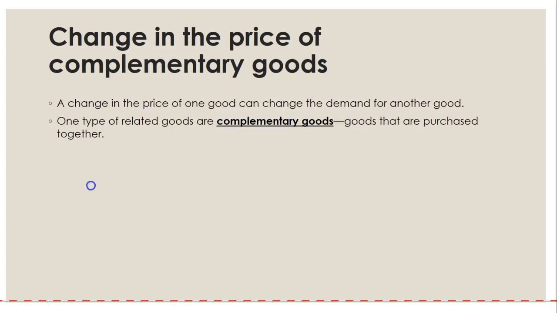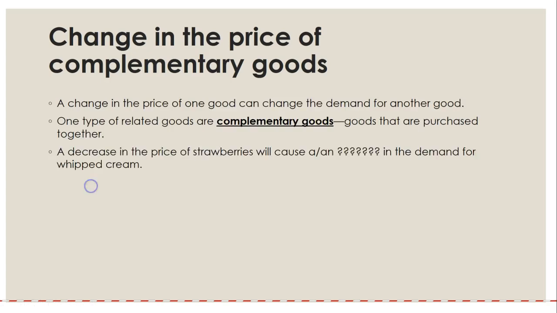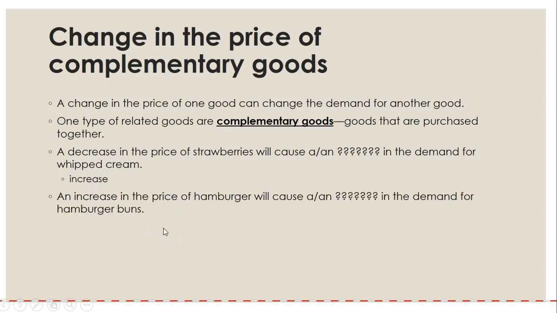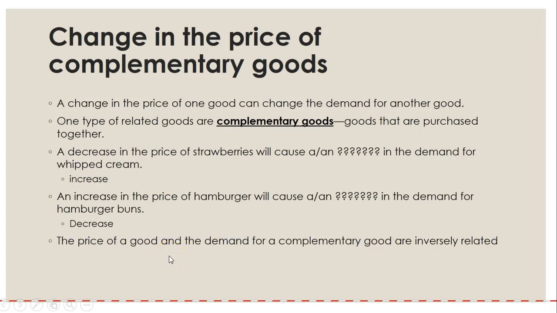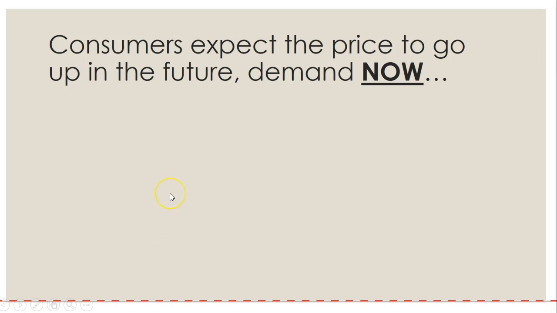So, for example, a decrease in the price of strawberries will cause a blank in the demand for whipped cream. It could cause an increase in the demand for whipped cream. Increase in the price of hamburger will cause a blank in the demand for hamburger buns. Hopefully you got that. Decrease. Price of a good and service and demand are inversely related, as we said.